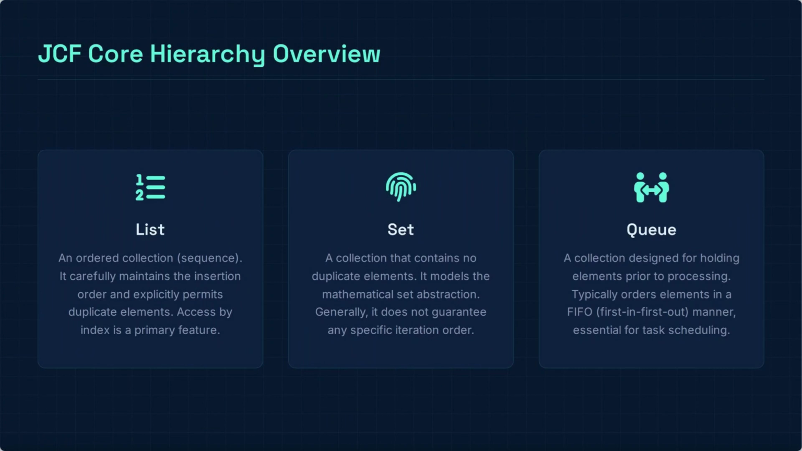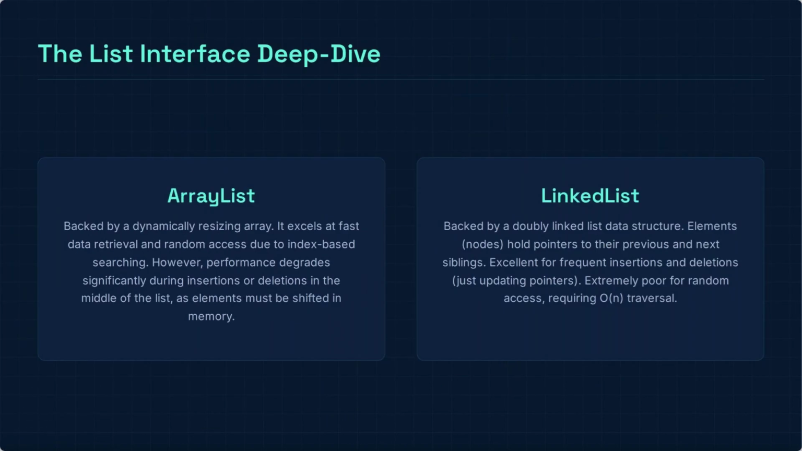Queue. A queue is a collection designed for holding elements prior to processing. It typically orders its elements in a first in, first out, or FIFO manner, which is essential for task scheduling. Diving deeper into the list interface, we have ArrayList and LinkedList.